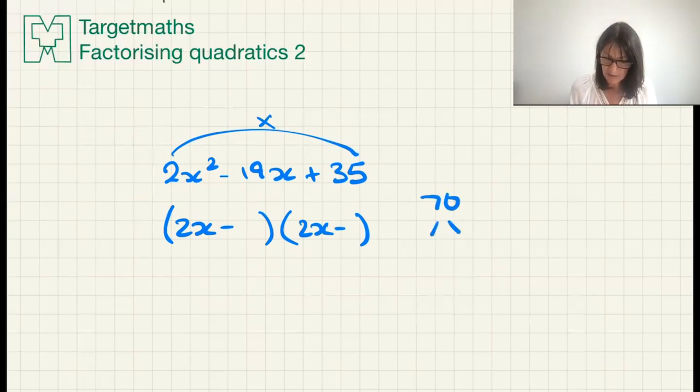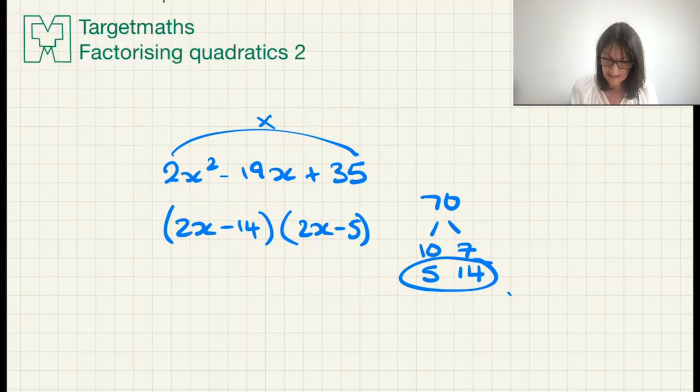Okay, so 10 and 7, that's not going to get me to 19. I can see it's in the 5s. I can just half the 10 and double the 7, and I can see that that's getting me the 19. So that's perfect. Both the signs are negative, so I don't really need to think about it. I'll shove the 14 and the 5 in that way round.